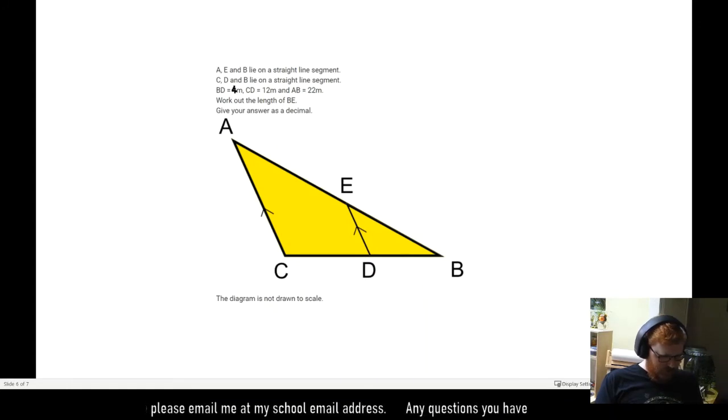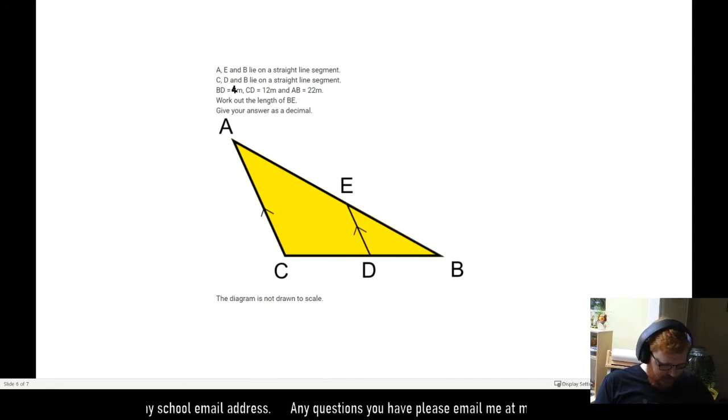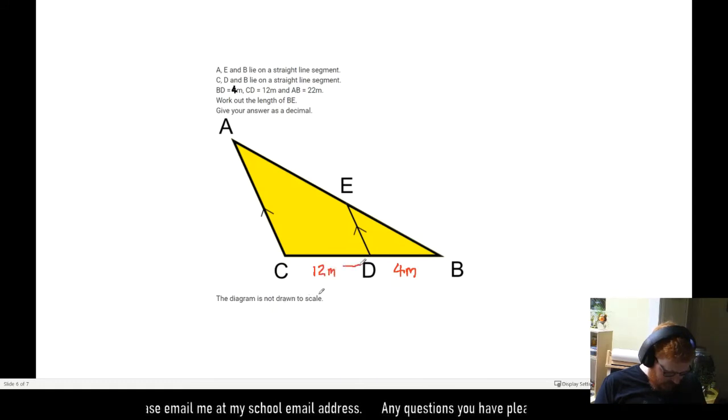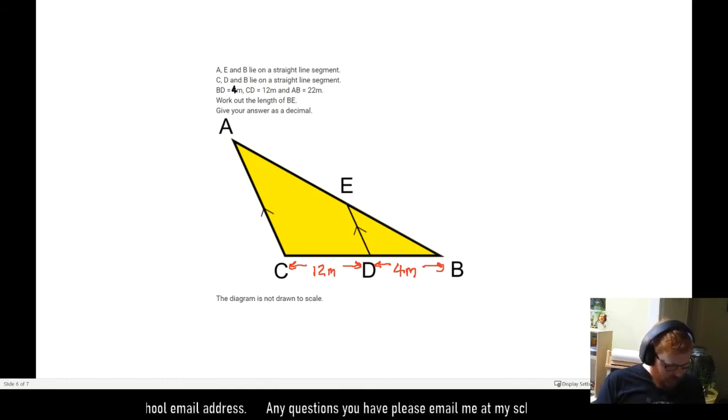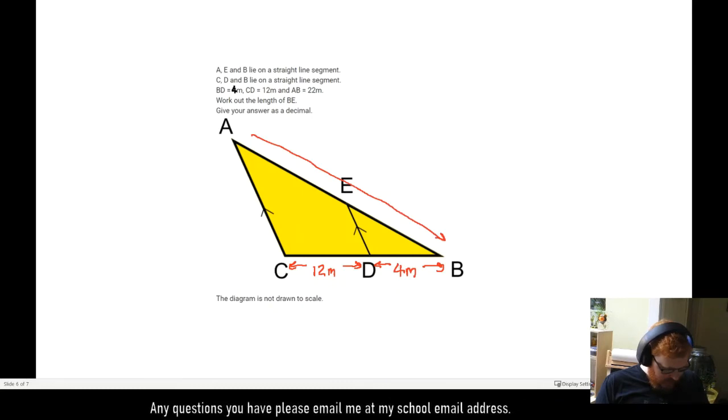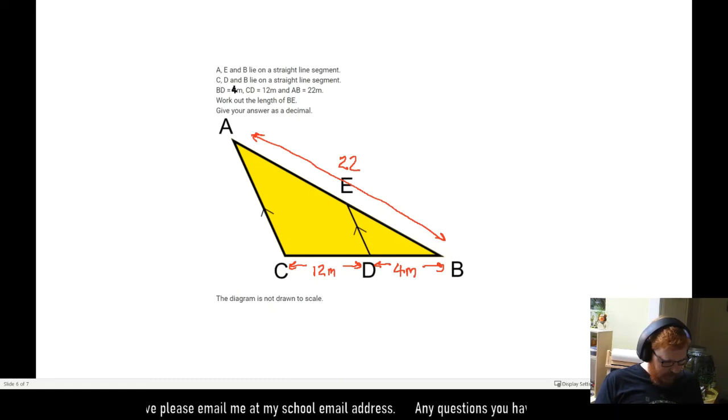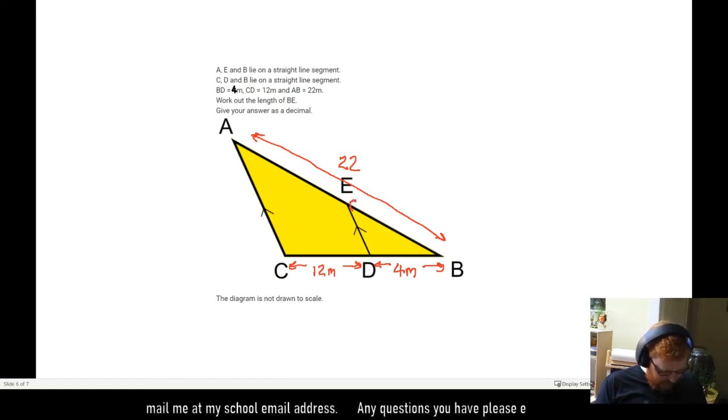A, E, and B lie on a straight line segment. C, D, and B lie on a straight line segment. B to D, so let's start drawing on this. B to D is 4 meters, so this bit here is 4 meters. See where I subtly changed the number? C to D is 12 meters, so this bit here is 12 meters. That's that bit there. And A to B, that's all the way down here. A to B is 22. Work out the length of B to E, which is this bit.